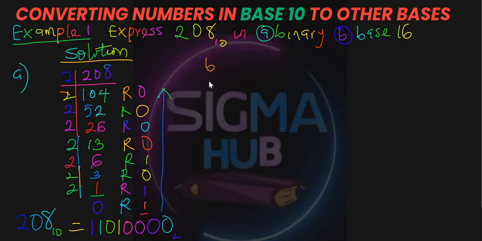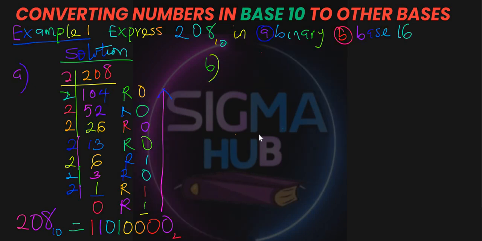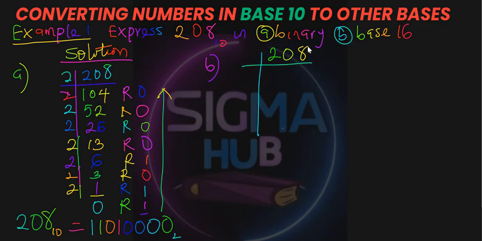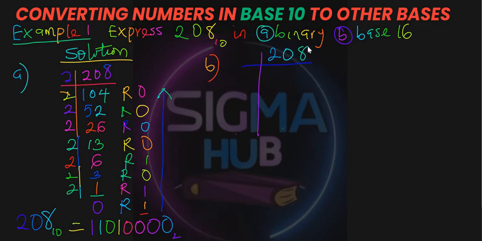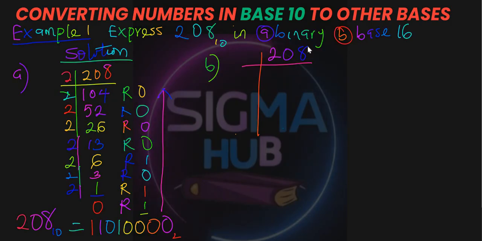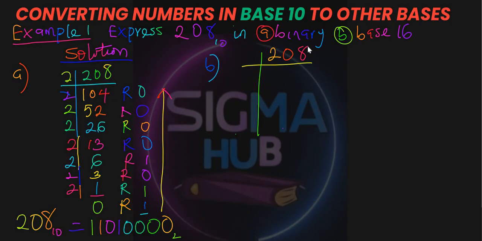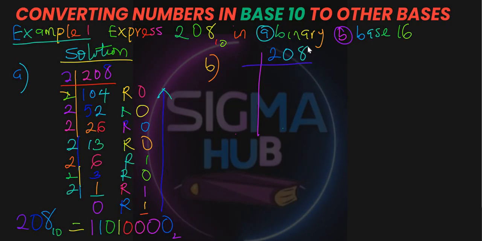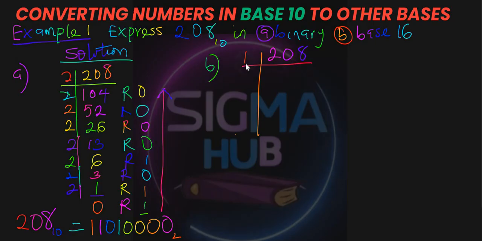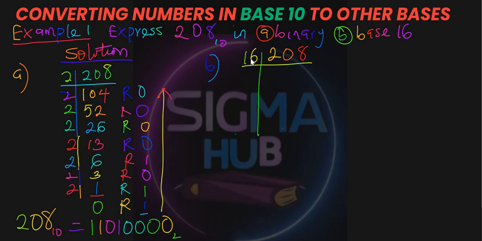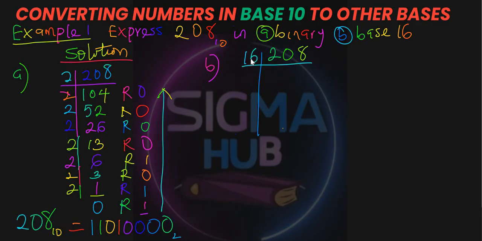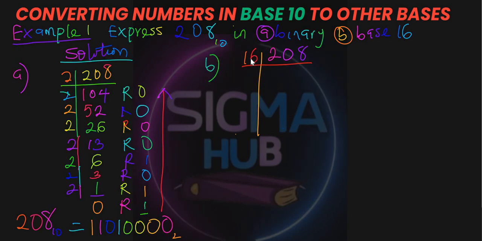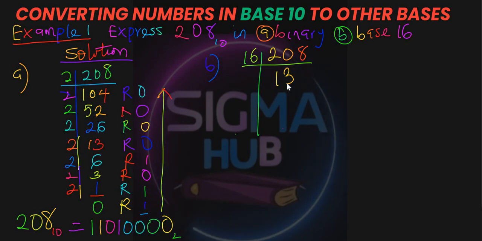Now let's quickly do the second part that says we should convert to base 16. We are converting the same number, 208, this time to base 16. Don't forget, you are going to be dividing all through by the base you are being asked to convert to. So in this case, it's base 16. So 208 divided by 16 is definitely going to give us 13 without any remainder.